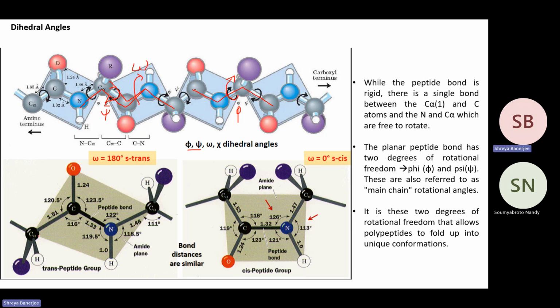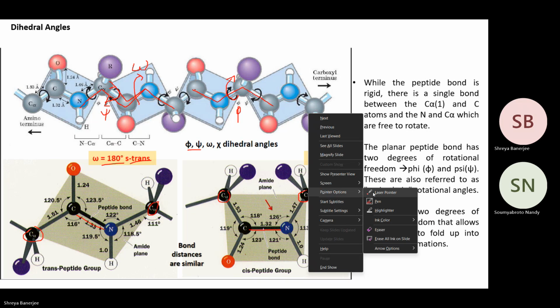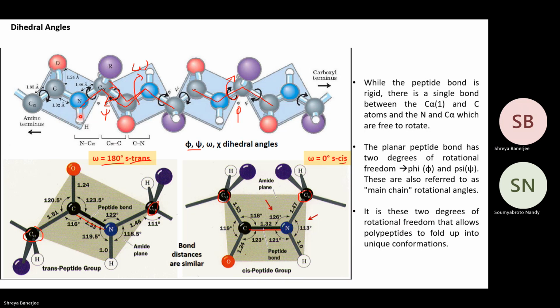And so you can see omega is shown here, where this is the peptide bond. If the C alpha are on opposite sides of the peptide bond, it is the trans isomer where omega is 180 degrees. And if the C alpha are on the same side of the peptide bond, it is the cis isomer with omega around 0 degrees. So these are the different dihedral angles in a polypeptide chain.